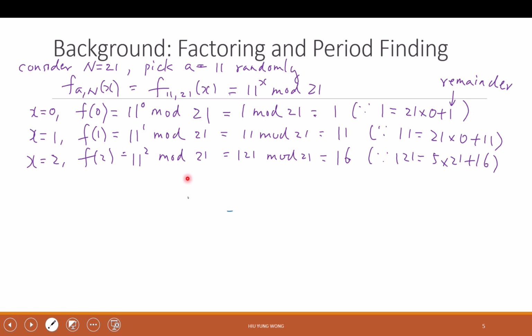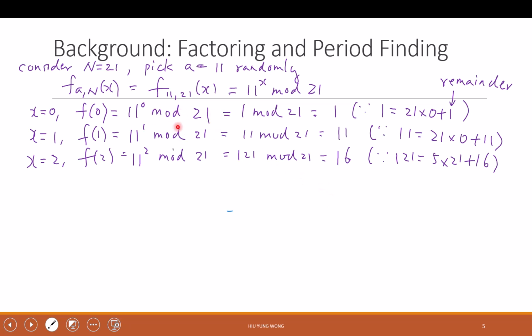Questions? We haven't seen the period. What is the period? We have not found the period yet. No period yet, because f of 0 equals 1, f of 1 equals 11, f of 2 equals 16. I still have not seen it repeating, right? So we don't know the period yet.